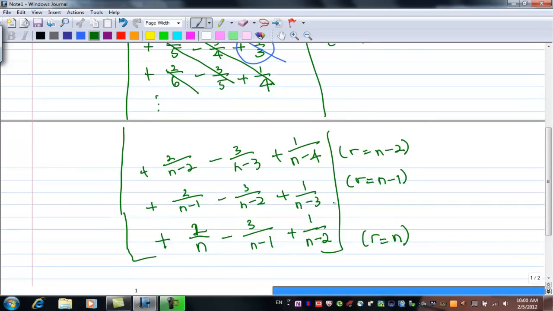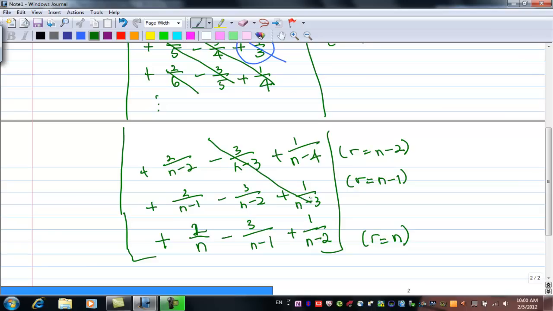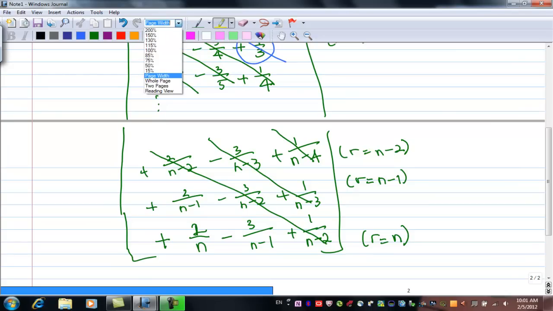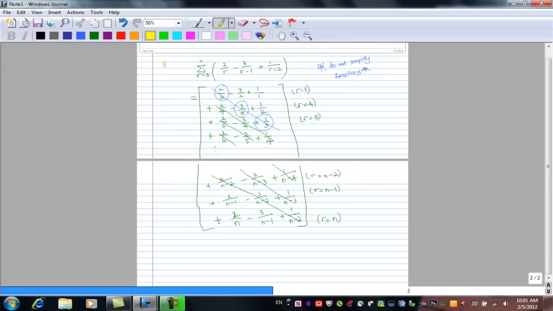Now how is the cancellation going to go over here? We can see that this is going to cancel with the term before that. And it's going to be cancelled this way. And finally, 2 over n minus 2 minus 3 over n minus 2 plus 1 over n minus 2, this is going to cancel. So whatever is remaining are the terms which we are unable to cancel.